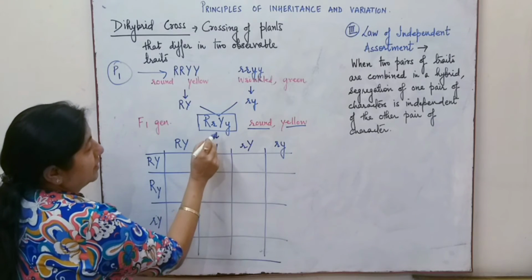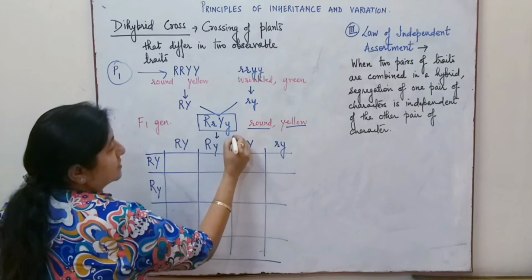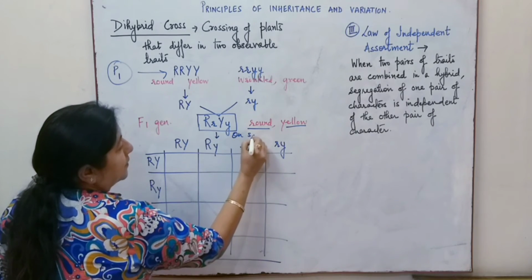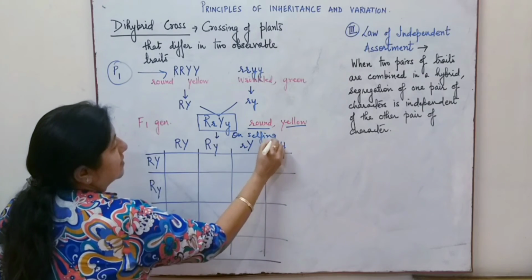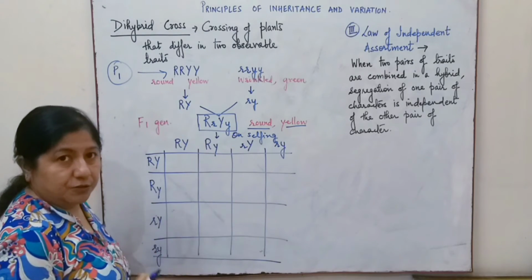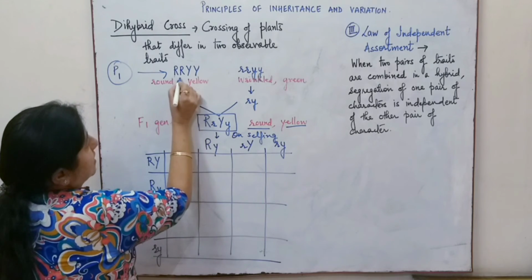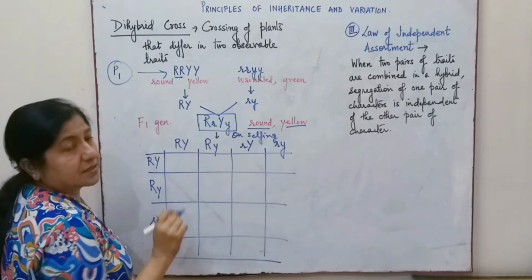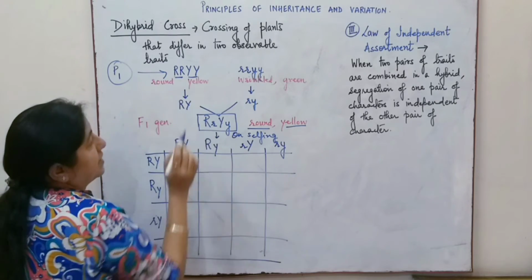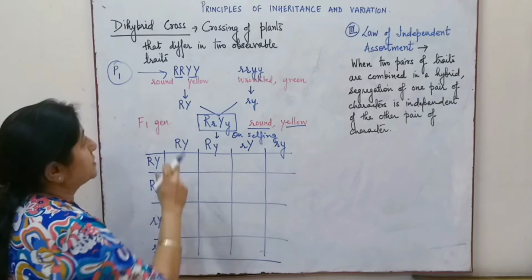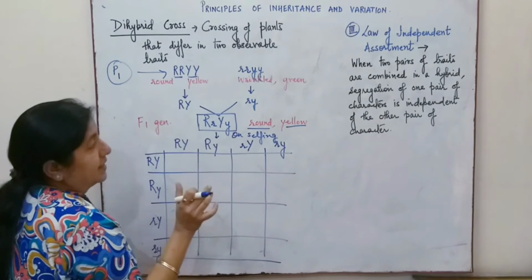Now, when these plants were selfing, the gametes produced by these plants were capital R, because R and R is the homozygous condition for round, and Y is for yellow, capital Y. This is for understanding R.